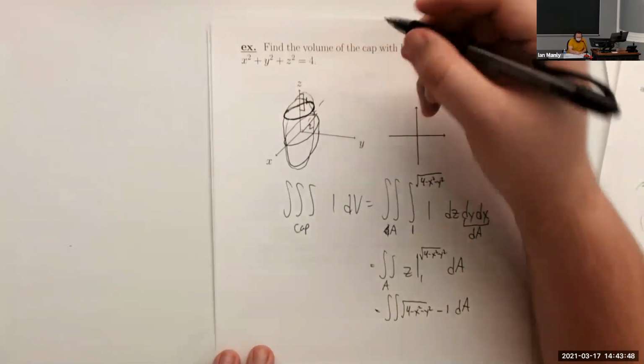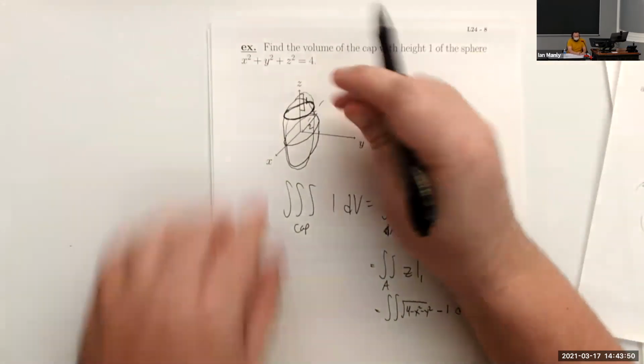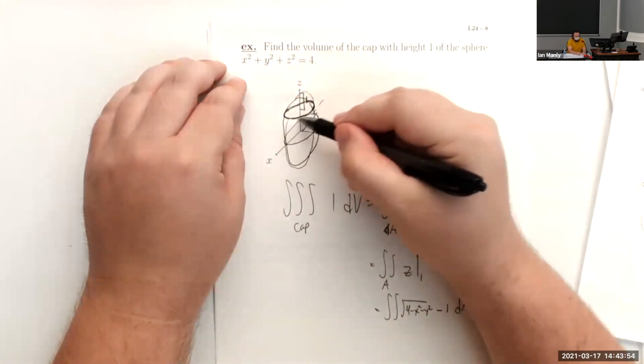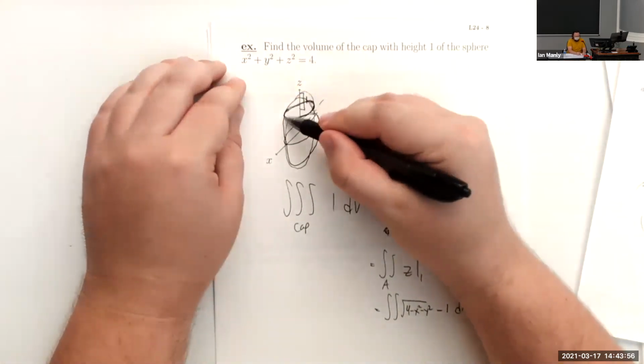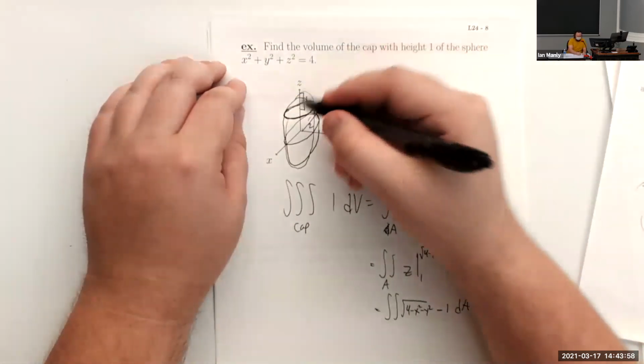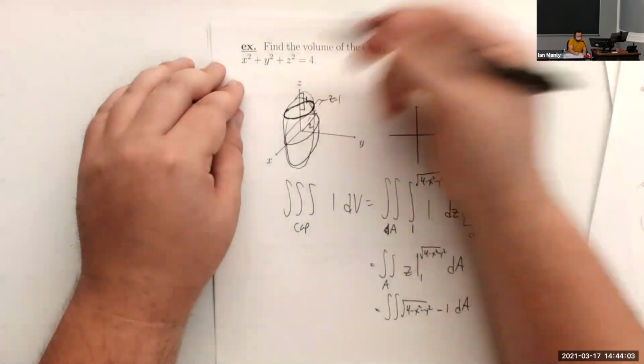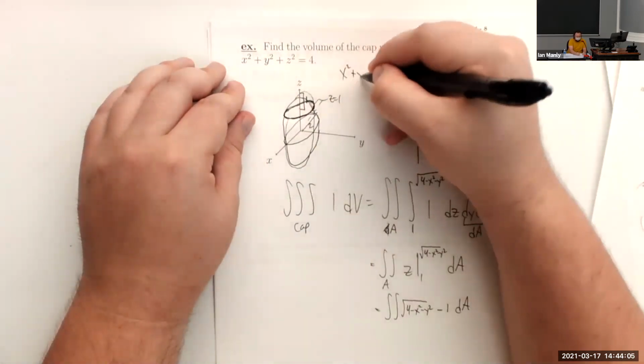Oh, thank you. Sorry, did you see this? So I'm going to squish down the cap, and we squish it down to be this circle that I've boldly drawn here. So this circle lies on the plane z equals 1. So I'm going to substitute that into here to get my circle.